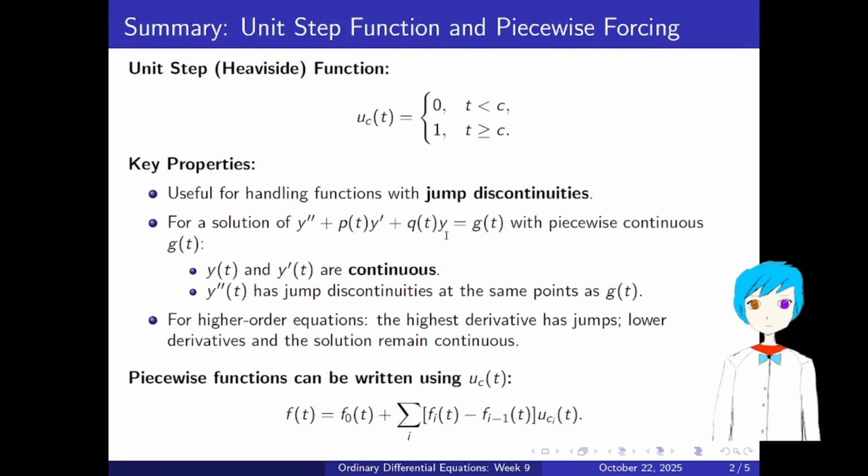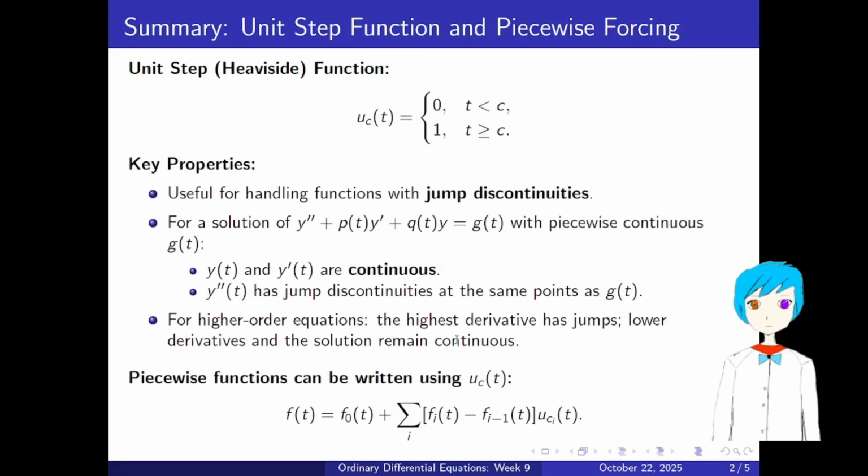So what if the right-hand side of the non-homogeneous second-order linear ODE is discontinuous? Let's say it's a linear combination of Heaviside functions. In this case, we need to be aware that even if g is discontinuous, y and y prime are continuous. It's just the highest order derivative, y double prime, that may have jump discontinuities, and the jump discontinuities are at the same points as the external force g.